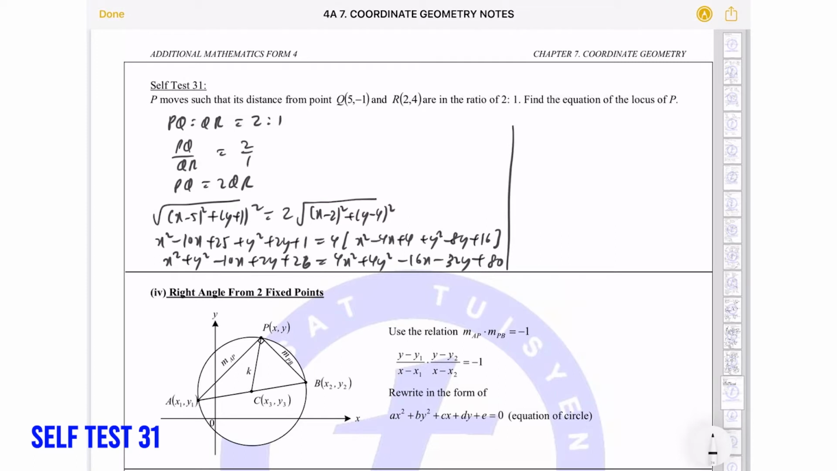So we transfer everything to the right. So 4 minus 1 is 3, 3x squared, 3y squared, minus 16 plus 10. So it's minus 6x. Minus 32 minus 2 is minus 34, right? And last one, 80 minus 26 is 54. There you go. That's your final answer.